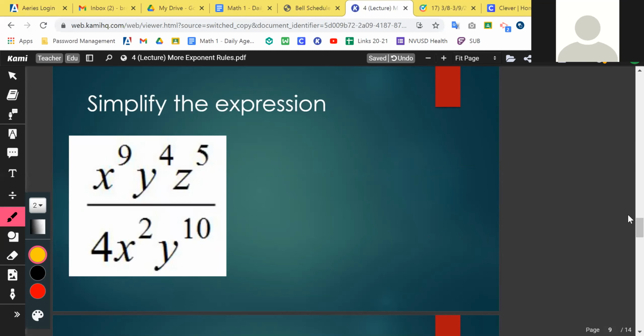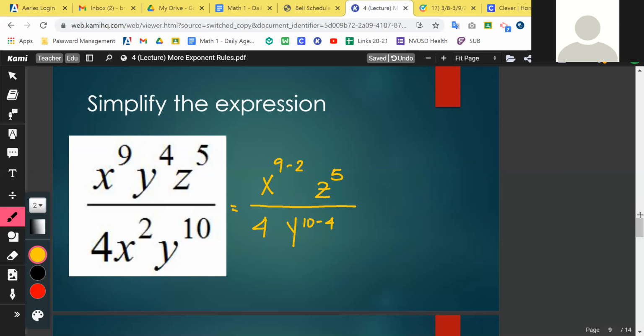Okay, example 2. Again, I have 1 regular number. So at the bottom I have a 4. I'm going to keep it there. Now x's are going to go on top because there's 9 there and only 2 on the bottom. So 9 minus 2. My y's are going to go on the bottom because I have 10 there. So 10 minus 4. And then z's, I only have 1 set of z's. So z to the 5th is going to stay on top.